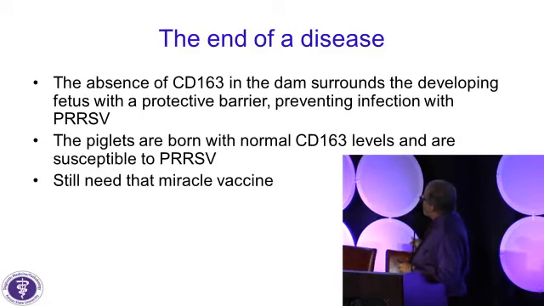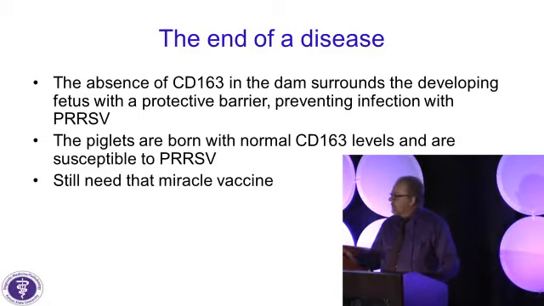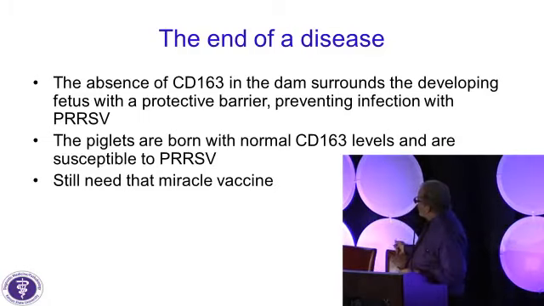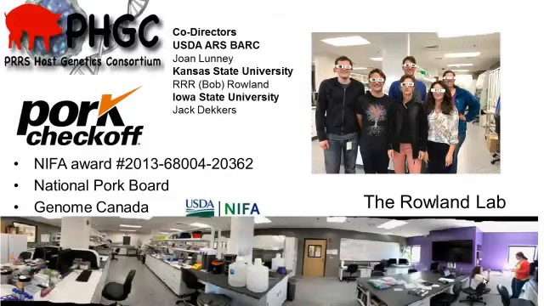However, interestingly, the pigs are born with normal levels of CD163. So they are susceptible to PRRS. So just in case you were worried, we still need that miracle vaccine to carry the pig through the rest of production. And this is just all the people who contribute to this.